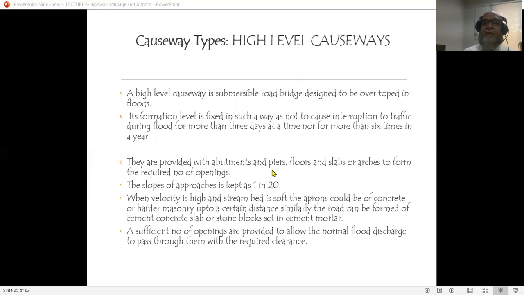They are provided with abutments and piers, floors and slabs to form the required structure. The slope of the approaches is kept at 1 in 20. When velocity is high, the aprons of concrete are hardened up to a certain distance, then the road can be formed of cement concrete or stone blocks set in cement. A sufficient number of openings are provided to allow the normal flood discharge to pass through them with the required clearance.